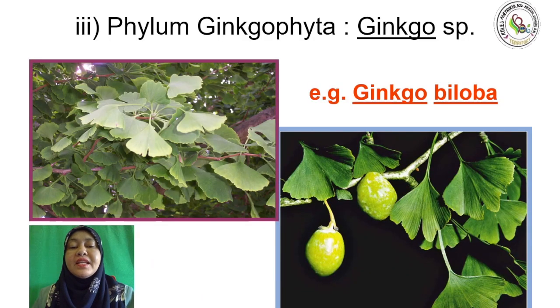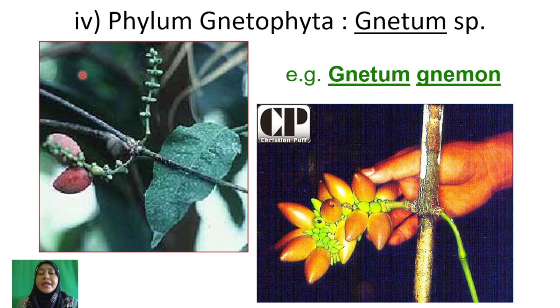Next is the phylum Ginkgophyta. The example is Ginkgo biloba. This is the diagram of the plant Ginkgo biloba. The last phylum is Gnetophyta, where you need to know the tree known as Gnetum gnemon, under phylum Gnetophyta.